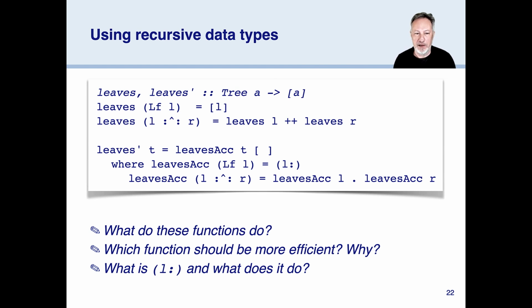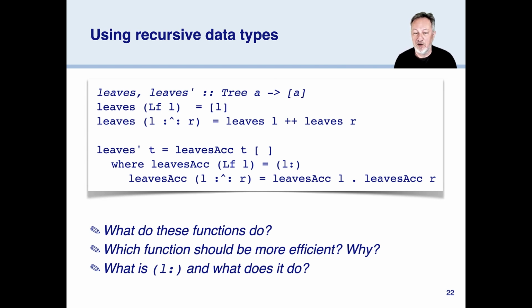Now let's have a look at leaves prime. This does exactly the same thing, but in a rather different way, using curried functions. So leaves prime will take as an argument a tree T, and it applies a helper function called leaves accumulator, and it will pass to it T and an empty list. And that empty list is where we're going to accumulate all the leaves of the tree.